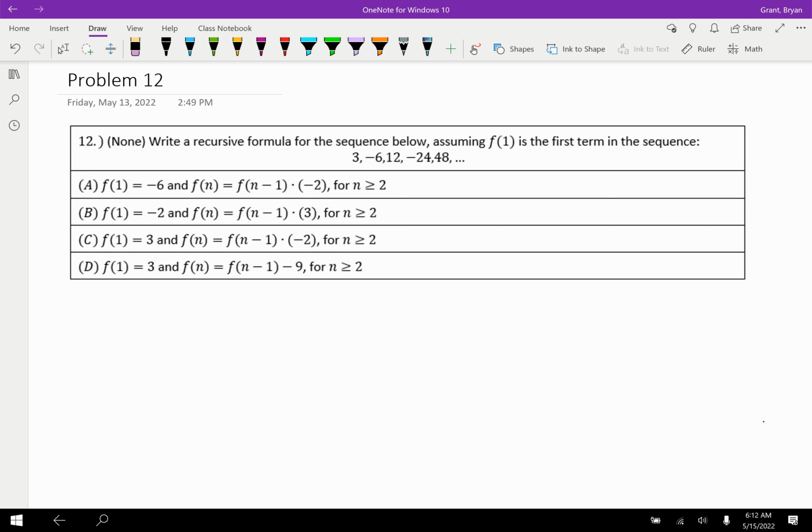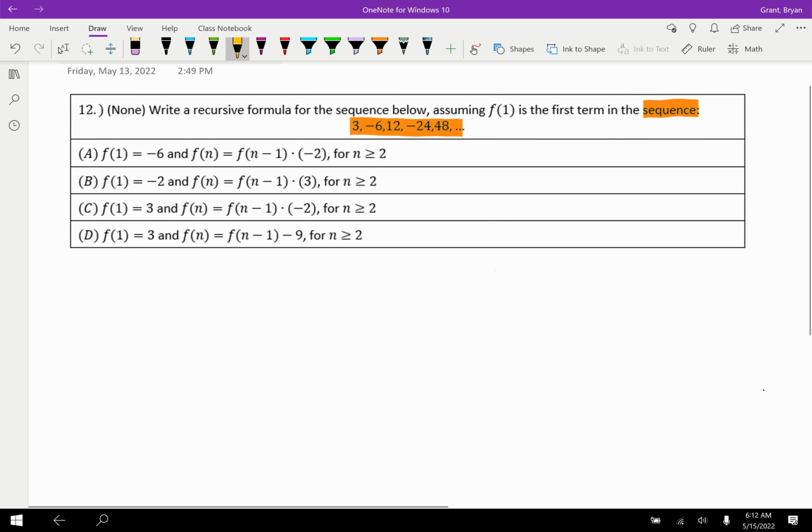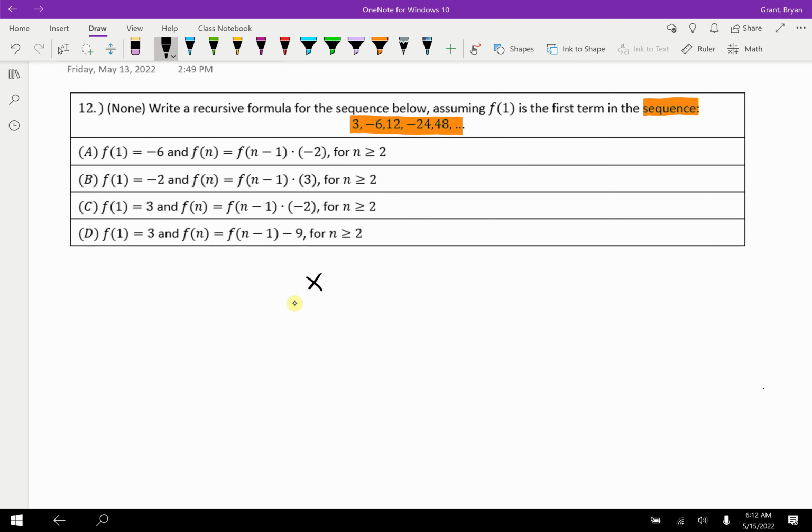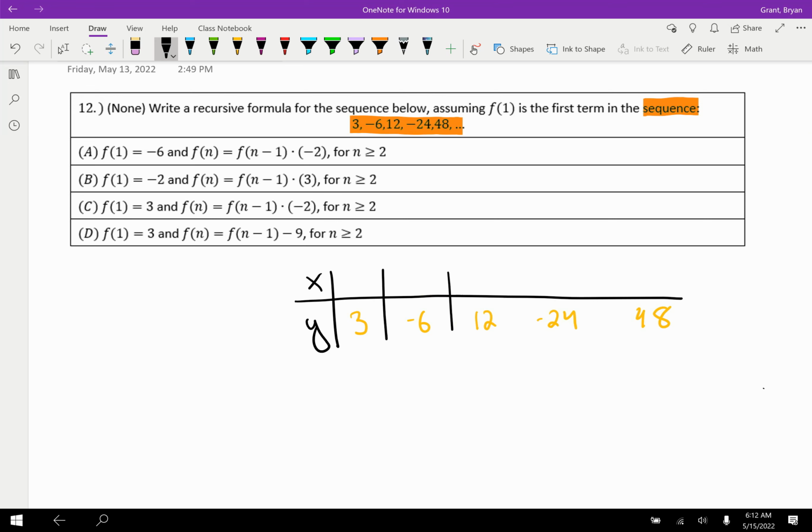So here we go. Write a recursive formula for the sequence below, assuming f of 1 is the first term in the sequence. Alright, well the first thing we always do if we get a sequence is we're going to turn this into a table. It gives us a better idea of what's happening. So a table, I mean we're going to have an x, and we're going to have a y, and we have a few numbers. Now these are the outputs, this sequence, so this 3, -6, 12, -24, and 48 are the outputs.